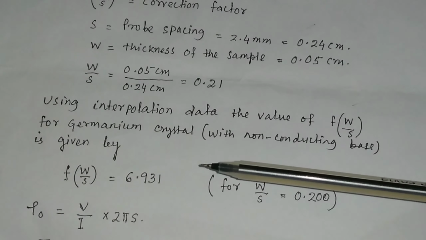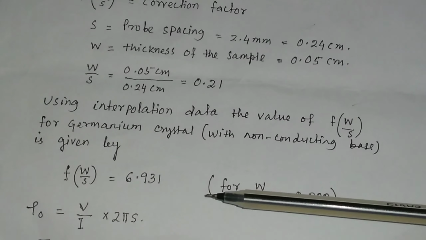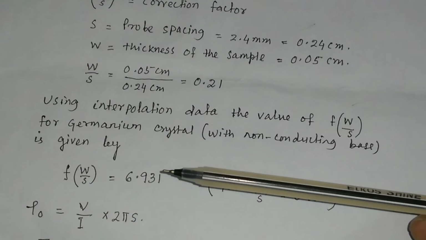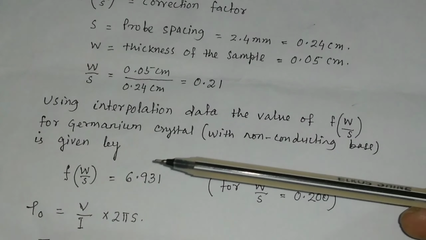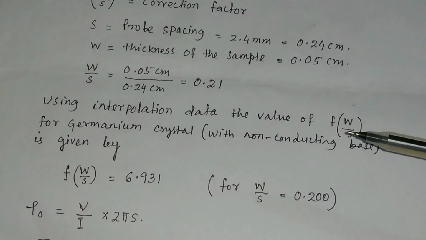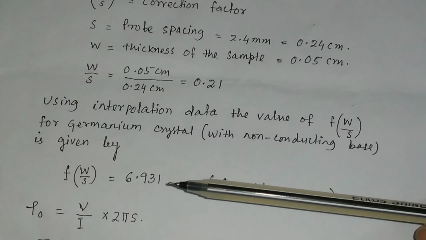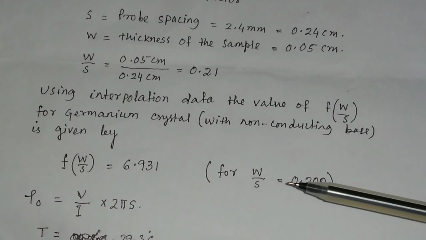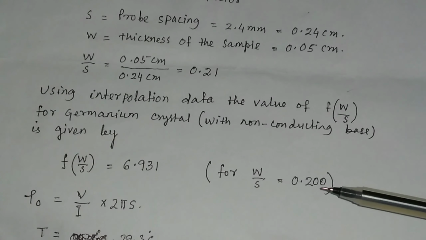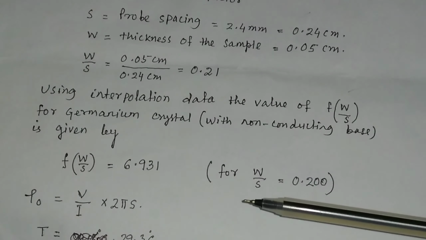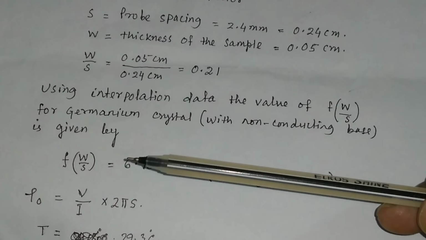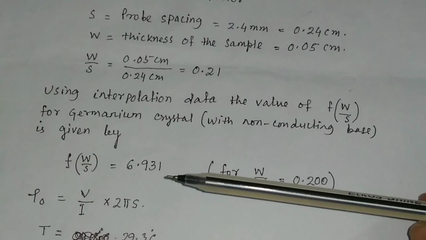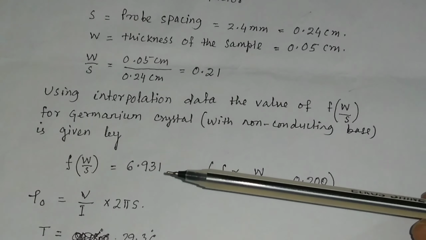So by taking known data in a computer, you can calculate the value of f of W by S, and you have to remember this value for this experiment. And for W by S 0.200, from the computer data, you will get f of W by S 6.931. It is from the curve fitting.